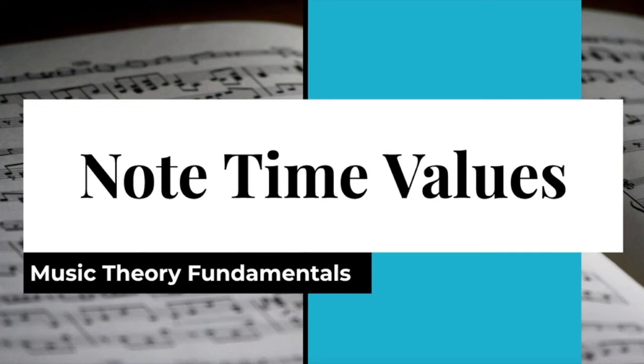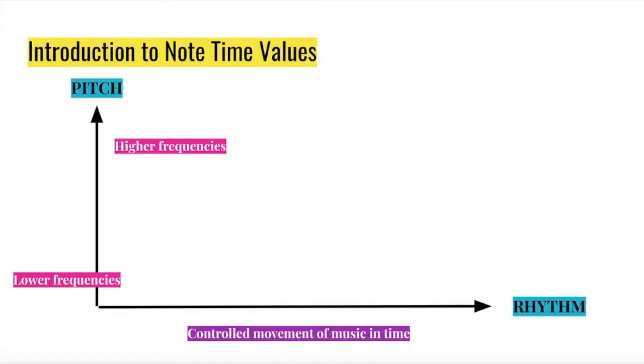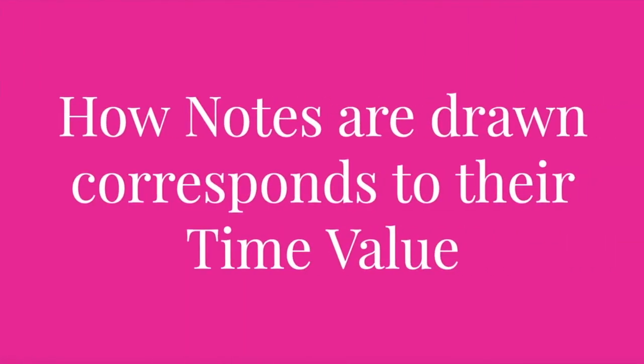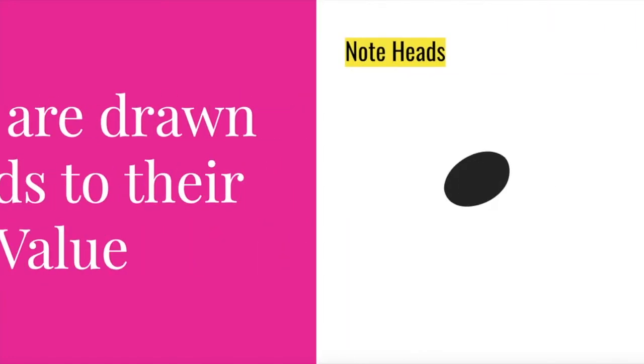Music Theory Fundamentals, Lesson 3, Note Time Values. In the previous lesson, you learned that where notes appear on the staff corresponds to pitch and the names of the notes. So now you need to learn that the way a note looks represents rhythm, or the amount of time you will hold each note when you play or sing it. How notes are drawn corresponds to their time value, or the length of time they are held by the performer.